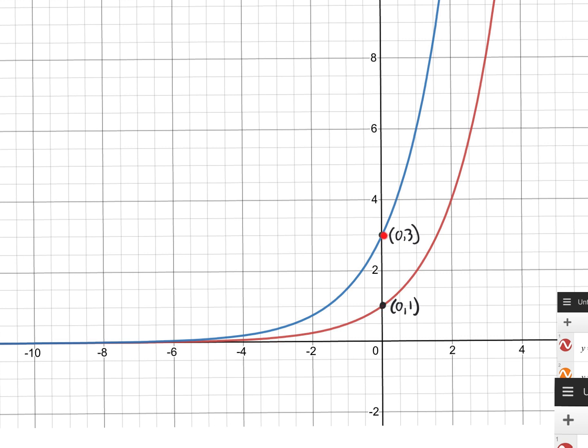What if I would have changed that 3 to a 4? What would have happened? It would have gotten stretched to 4. What if I would have changed it to a 6? Then it would have gotten stretched all the way to 6. Does that make sense? So that number out in the front causes a vertical stretch, or technically a vertical compression. We'll get to that in a little bit.